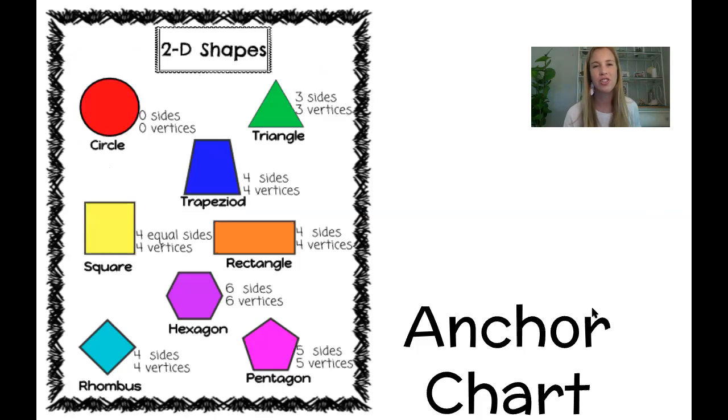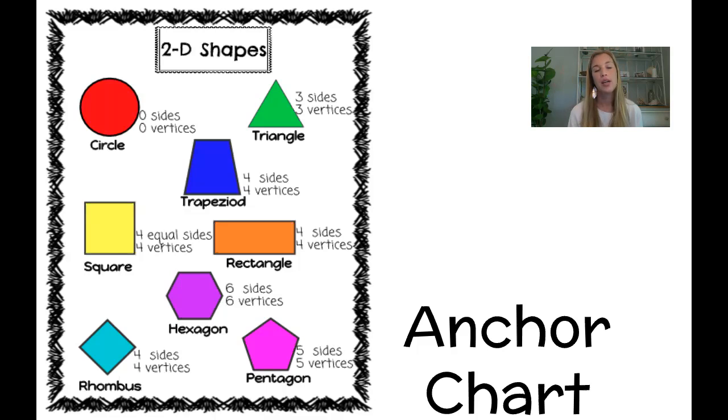So let's look at our anchor chart and see if we can refresh our memory on some of these shapes that we have learned in the past. Some of these you have heard about in first grade. Some of these might be fairly new to you, or you might not remember them, but let's go through each of these. So we start with 2D shapes. We have a circle. A circle has no sides, it's round, and it has no points, or no vertices, no angles.